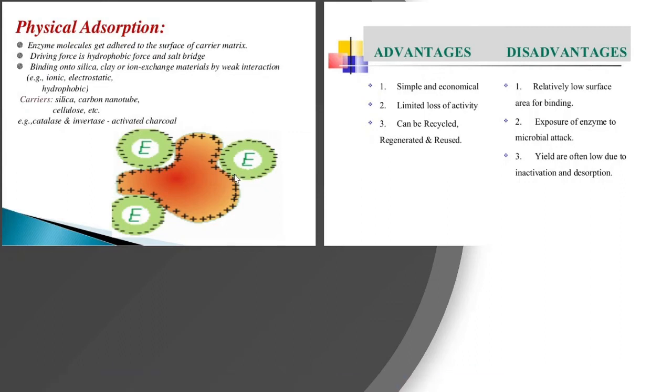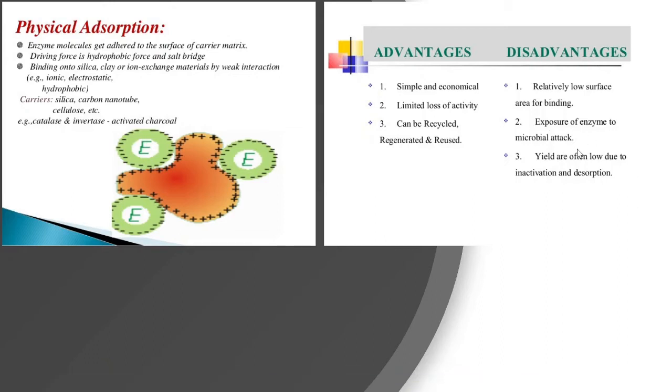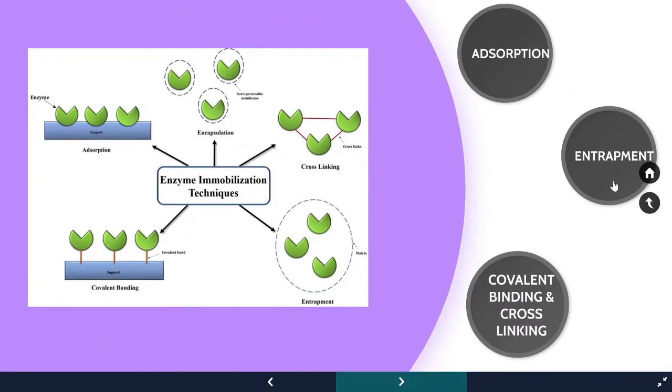The enzyme need not always be present on the carrier. It can get out of the carrier, which is called desorption, and it is not present inside the carrier. As they are present over the surface of the carrier, there is an exposure of the enzyme to microbial attack. Also, depending on the surface area of the carrier molecule, less surface area will be available for the enzyme to be incorporated. So this is the physical adsorption method. Next, entrapment.